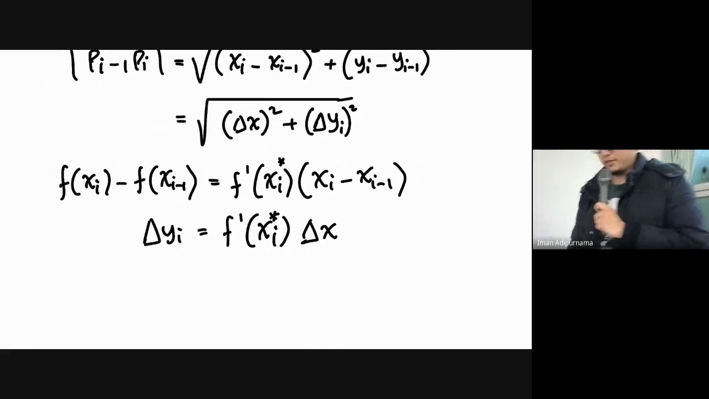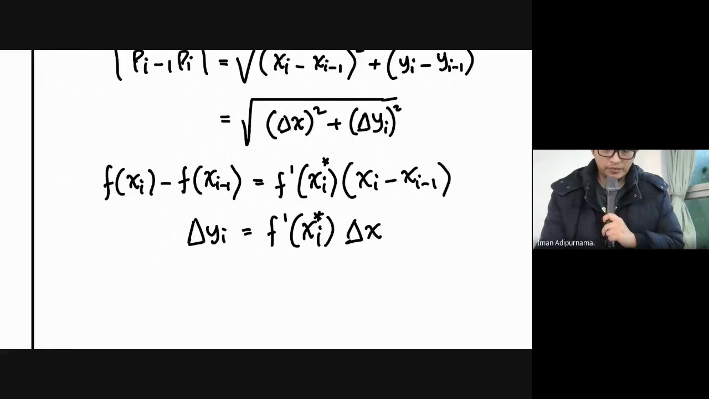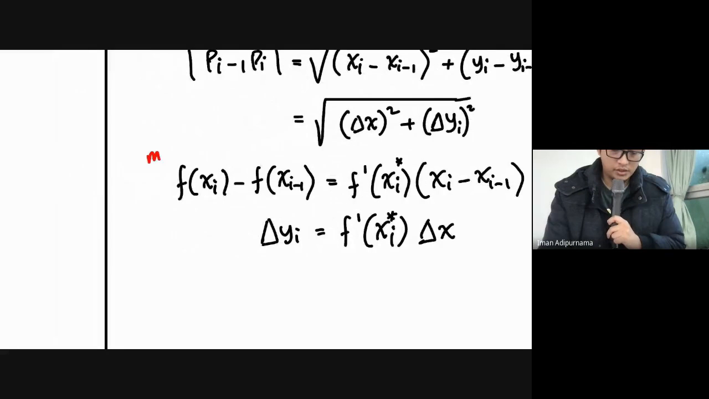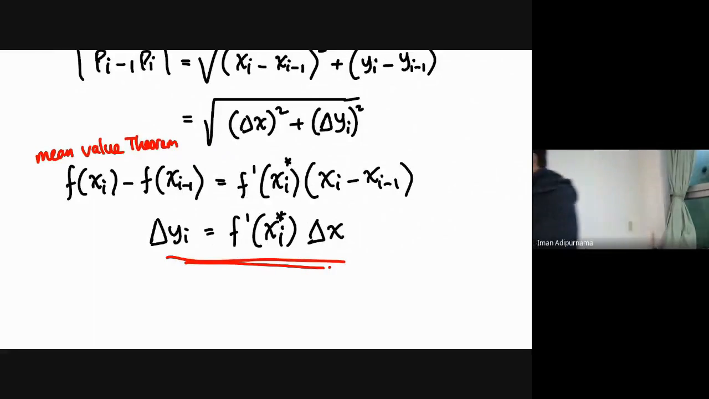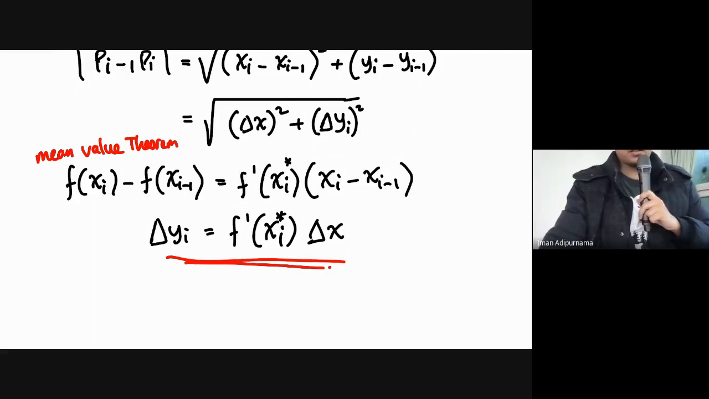Or actually, you can also see from this, this is from the mean value theorem, if you are familiar. And if you see the last formula, f prime at the xi is actually delta y over delta x. It's actually our tangent, right? So actually, what we did is we add up all the tangents, and then that is our L.